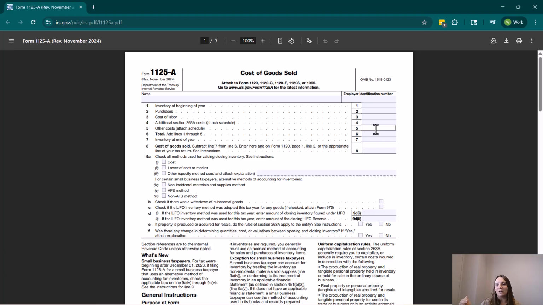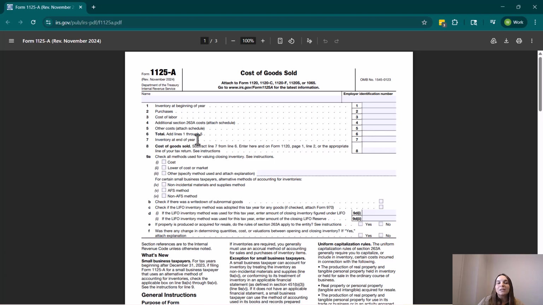You essentially list it out on a schedule and you attach the schedule to whatever form you're filing, the 1120 or 1120S, 1065. And then you make a note right here that says, see schedule number 1 or something along those lines. You're then going to total lines 1 through 5. So right here it says total lines 1 through 5 to get to line 6.